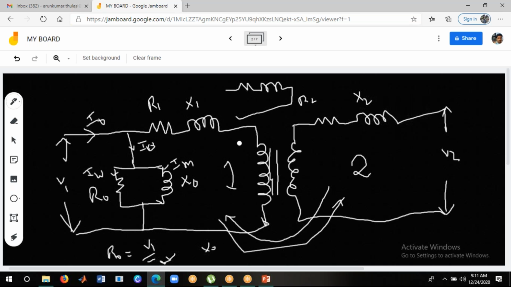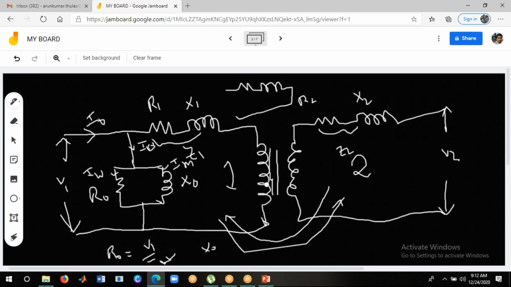Equivalent circuit means we are going to reduce the circuit, because in the original circuit we cannot find the total resistance and total reactance. So we need to simplify the circuit by reducing it. The reduction takes place by shifting all the secondary parameters to the primary, or else the primary parameters to the secondary. Finally you will get one single resistance and one single reactance, the combination of which we can call Z1, and here Z2.